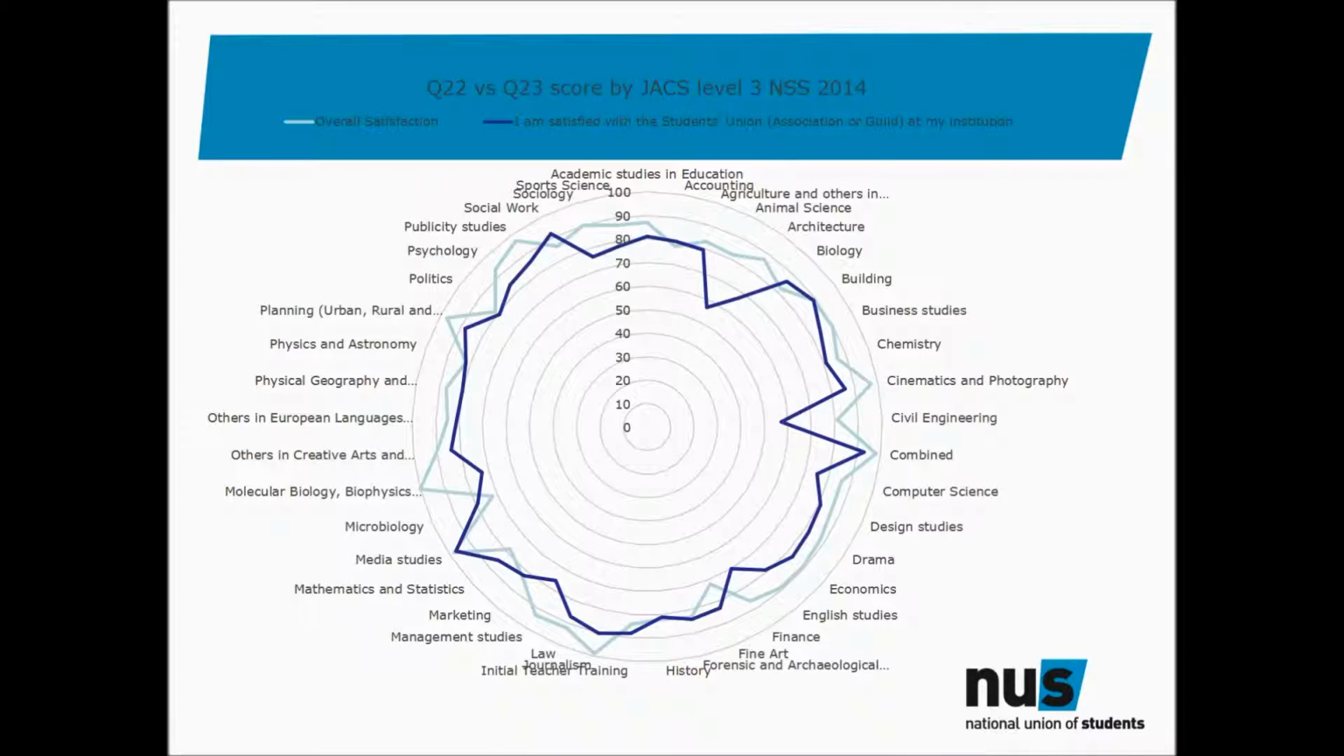Here's a radar chart for an institution comparing questions 22 and 23 by subject. You can look for anomalous spikes, such as in architecture for the Students' Union, for civil engineering for both questions, and a positive spike for media studies who are satisfied with both. It immediately gives you some areas you might wish to look into in more detail.